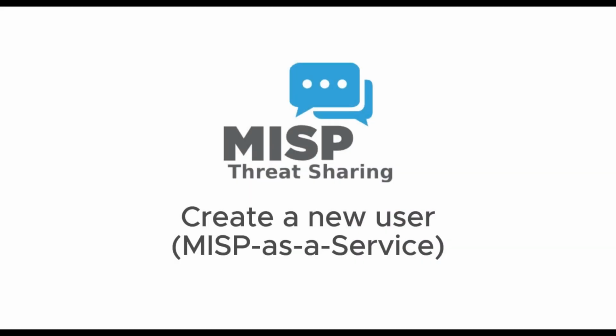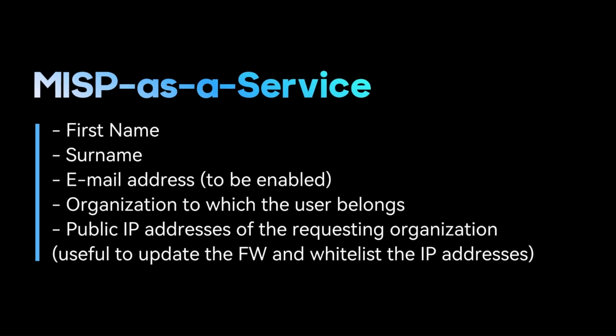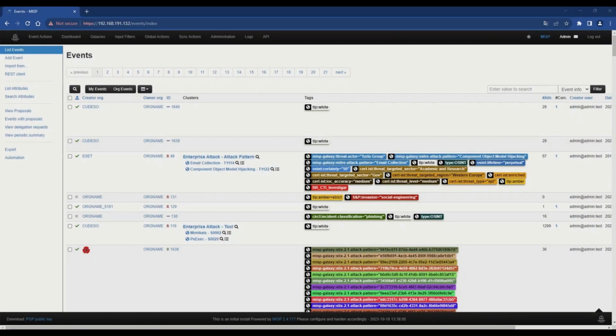In this section, we're going to learn how to enable a user to access the platform via a browser. This setting is known as MISP as a service. To get started, a user should ask an org admin to set up a new user account on the platform. If the user comes from an external organization, he should supply the following information to the administrator. But let's imagine we are the actual administrator of the instance, and we just received this request to create an account for a user from organization A.